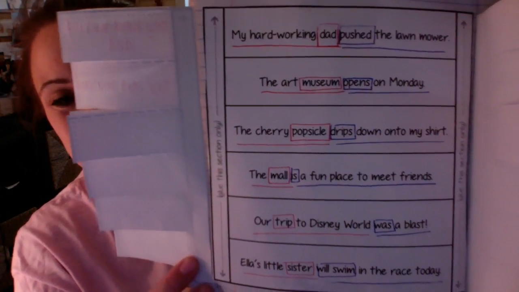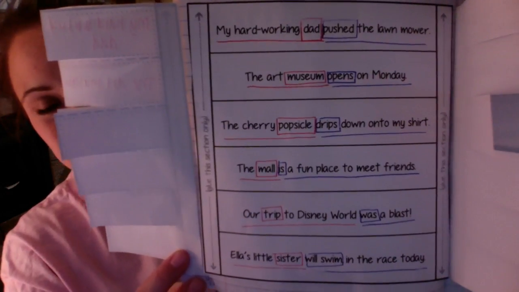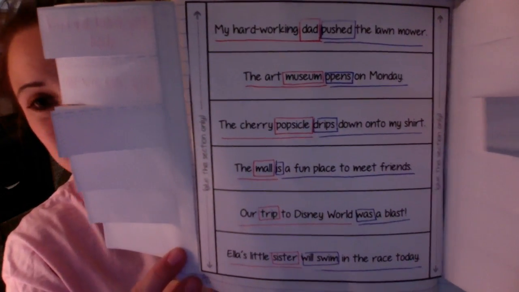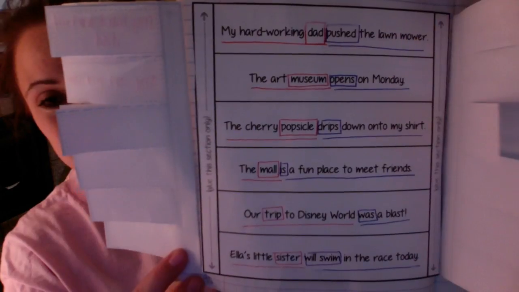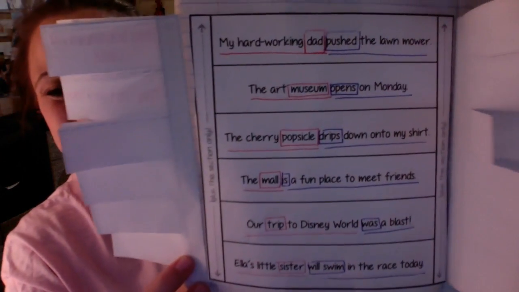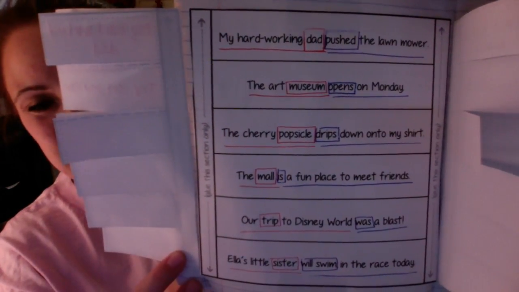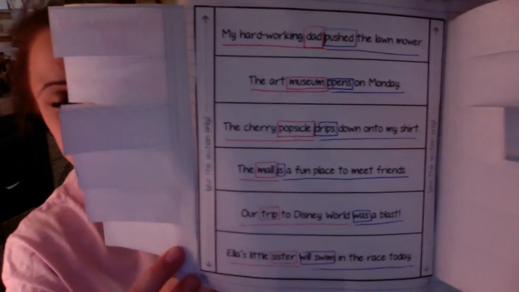The cherry popsicle is the complete subject. Drips is your simple predicate. Drips down onto my shirt is the complete predicate. Okay, down for the next one.